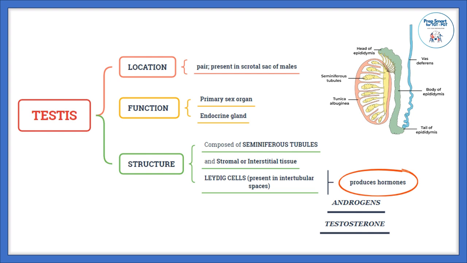Leydig cells are present in intertubular spaces. These Leydig cells produce the hormones, a group of hormones called androgens, and testosterone. Here in the diagram we can see the portion, seminiferous tubules and other part of this endocrine gland.